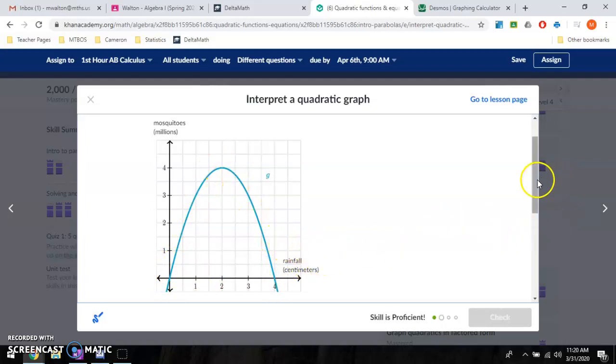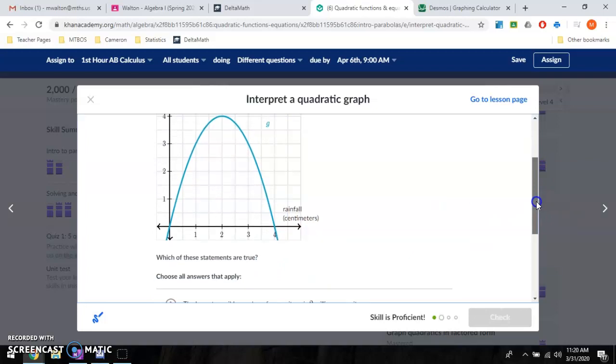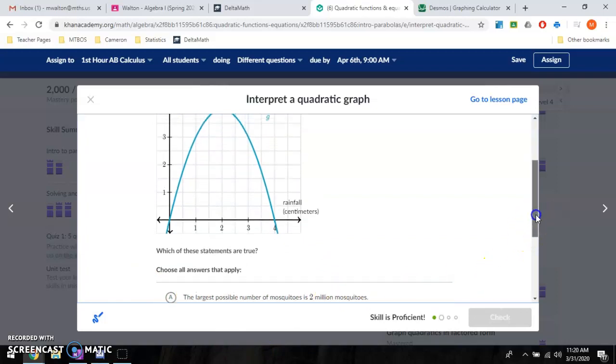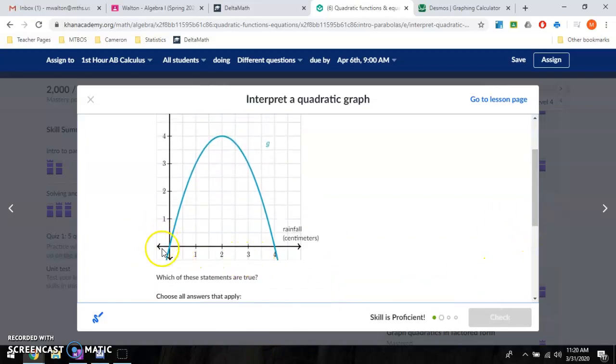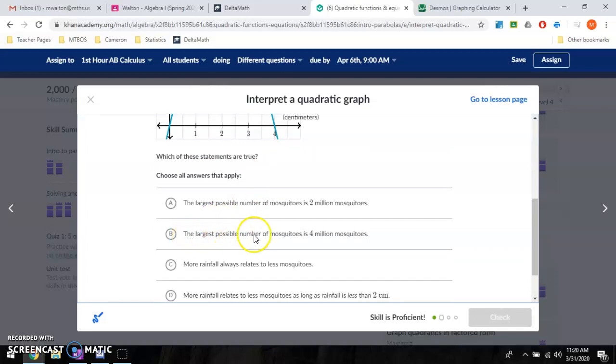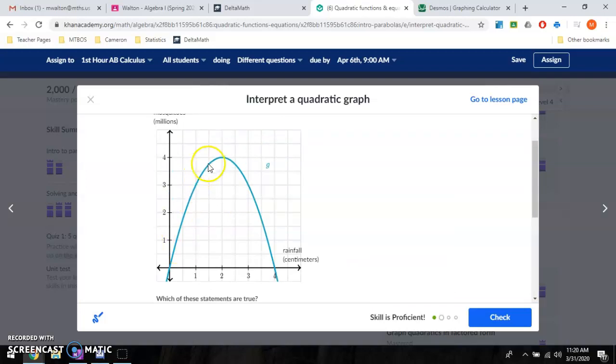Alright, let's start reading through these answers. Which of these statements are true? Select all that apply. The largest possible number of mosquitoes is 2 million mosquitoes. Well, let's take a look at our largest possible number. Well, no, once we hit our peak here, that is at 4 million mosquitoes. So no, that is not true. Next one, the largest possible number of mosquitoes is 4 million mosquitoes. Yep, the highest number of mosquitoes that we have is 4 million of them.